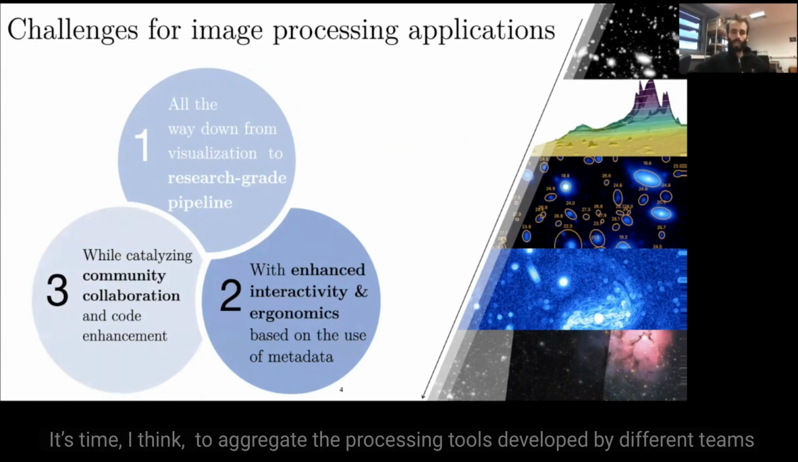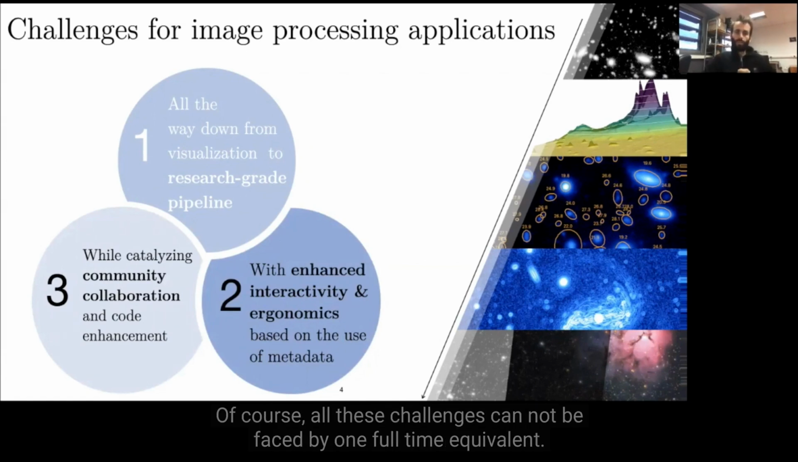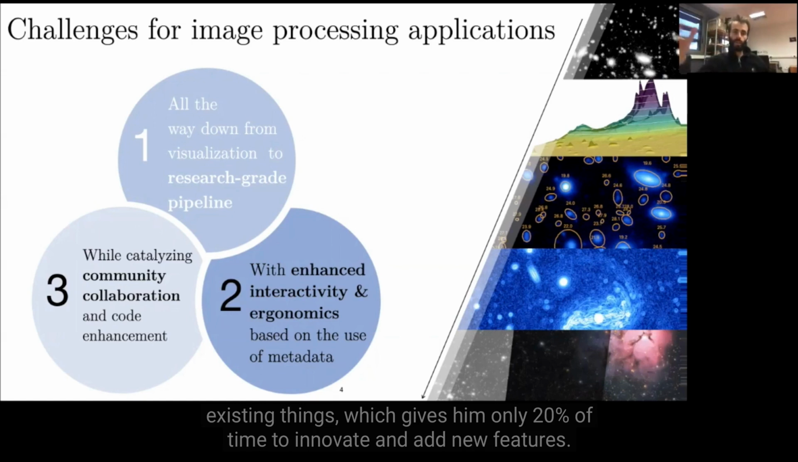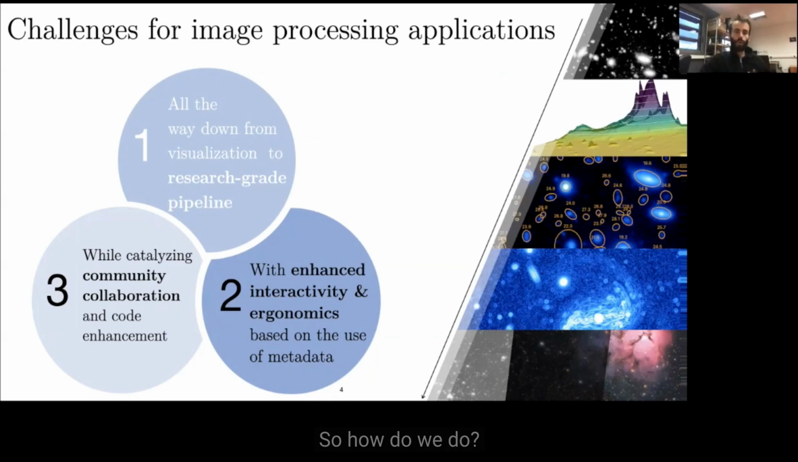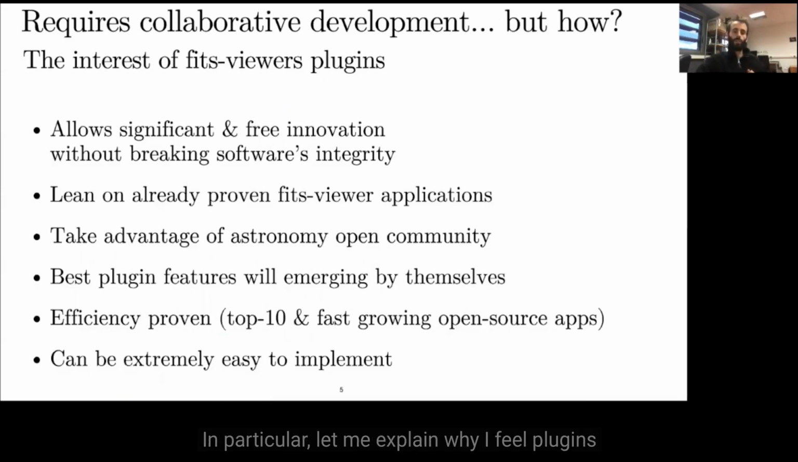It's time, I think, to aggregate the processing tools developed by different teams around the world and aggregate them wisely, as it is done in other fields already. Of course, all these challenges cannot be faced by one full-time equivalent. For instance, the DS9 lead developer confessed spending 80% of his time supporting users and maintaining existing things, which gives him only 20% of time to innovate and add new features. So how do we do? I feel the best way of tackling the need of image processing is by boosting or encouraging collaborative development.